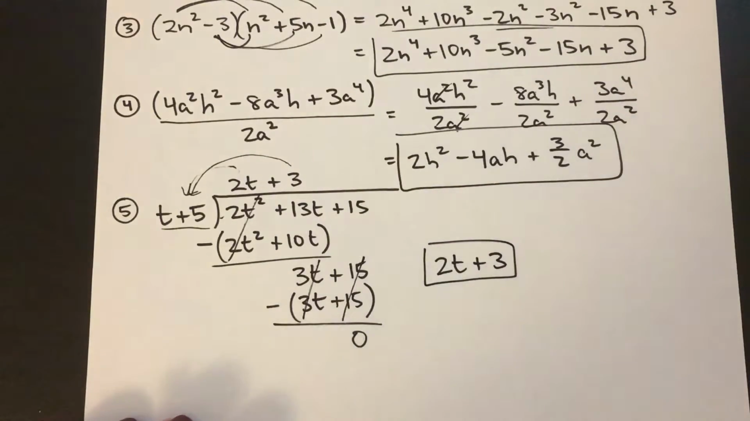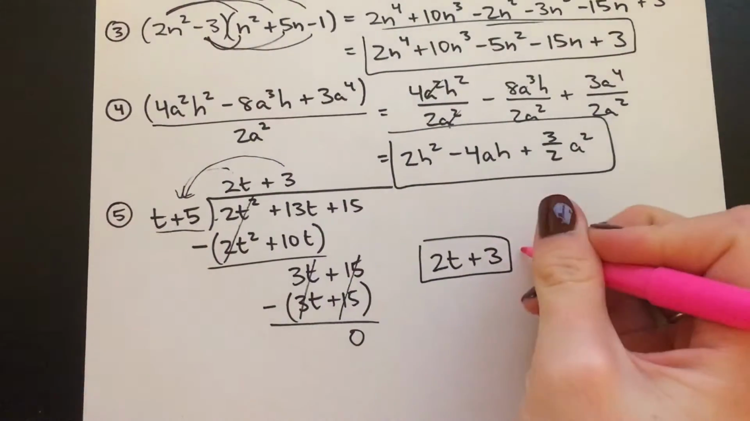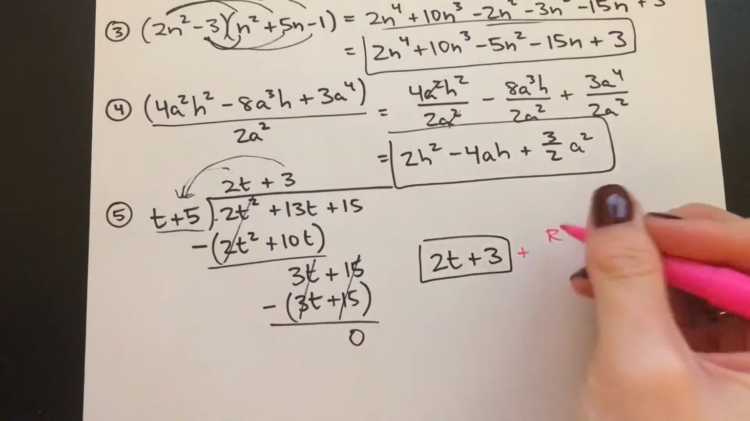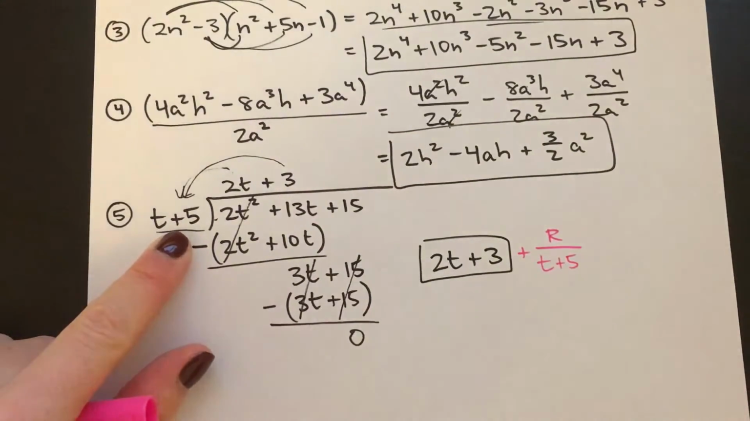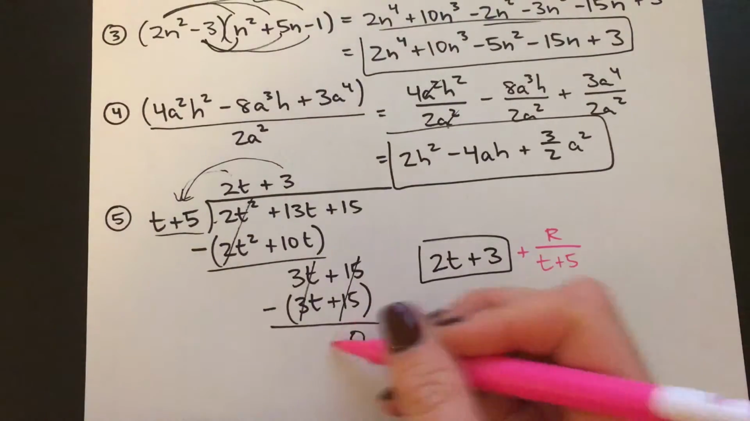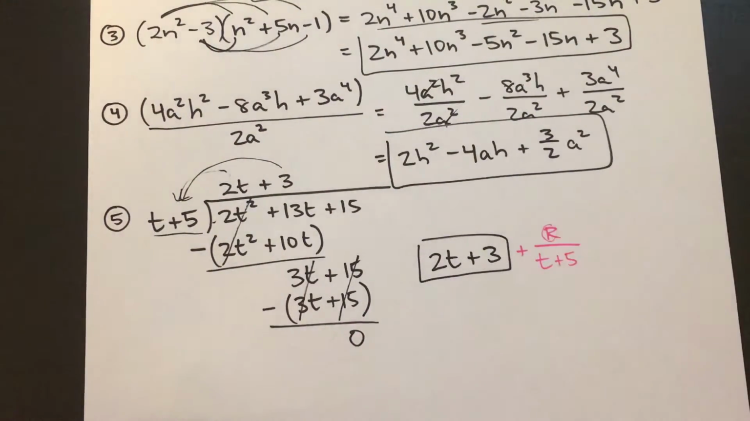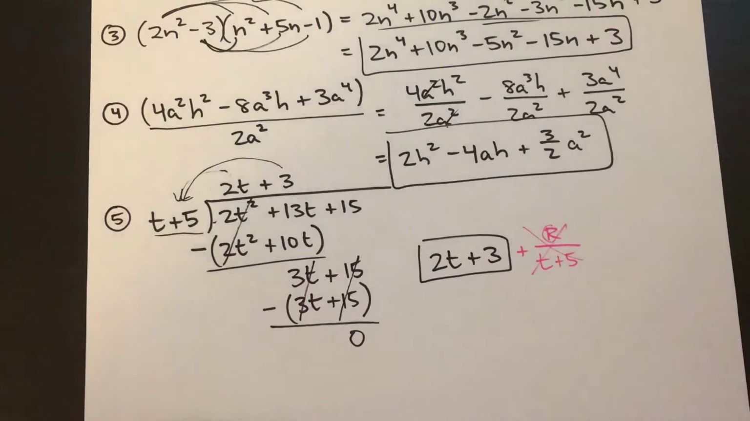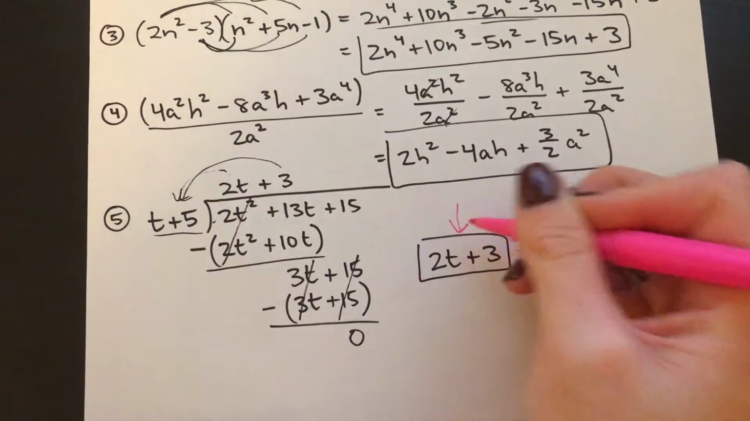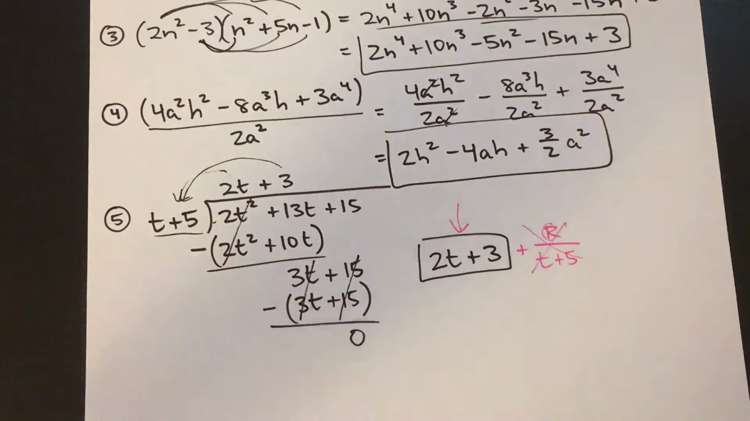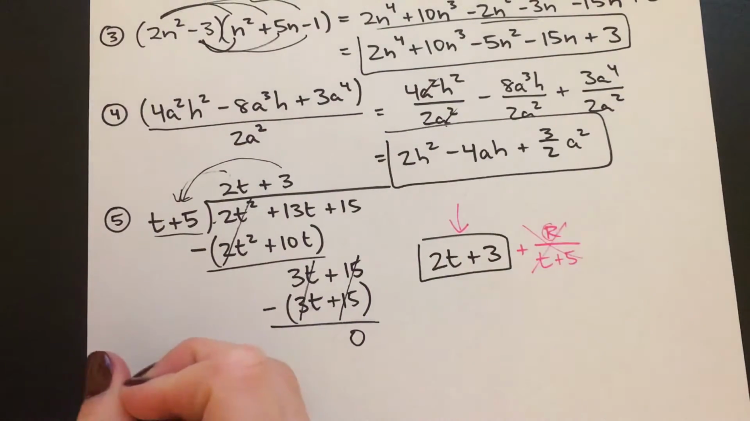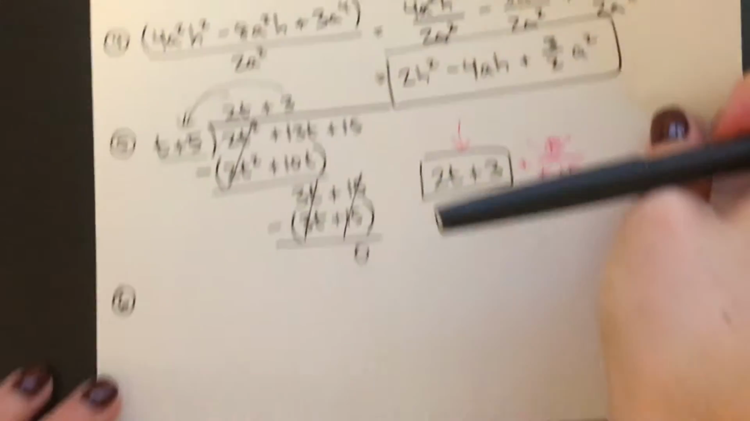Little side note, remember, if there was a remainder, you would take whatever the remainder was and you would put it over the divisor, which is t plus 5. But in this example, our remainder was just 0, so you don't really have to write like 0 over t plus 5. This is the one case where we wouldn't write that. We just write this. But like I said, if you do have a remainder, you would have to write it like this. Okay, 6 is our other type of division, that's synthetic division.